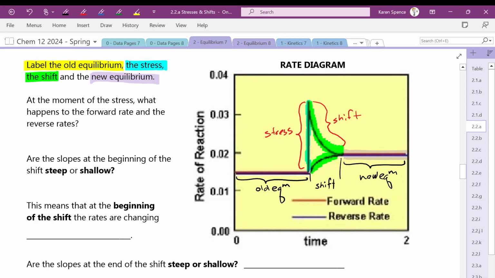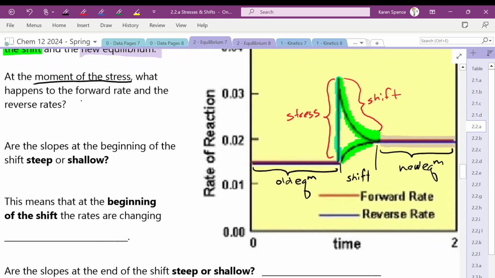All right. At the moment of the stress, what happens to the forward and reverse rates? What happens to the forward rate at the moment of the stress? Tell your partner. The forward rate does what? Forward rate increases. What happens to our reverse rate? Nothing. It stays the same.